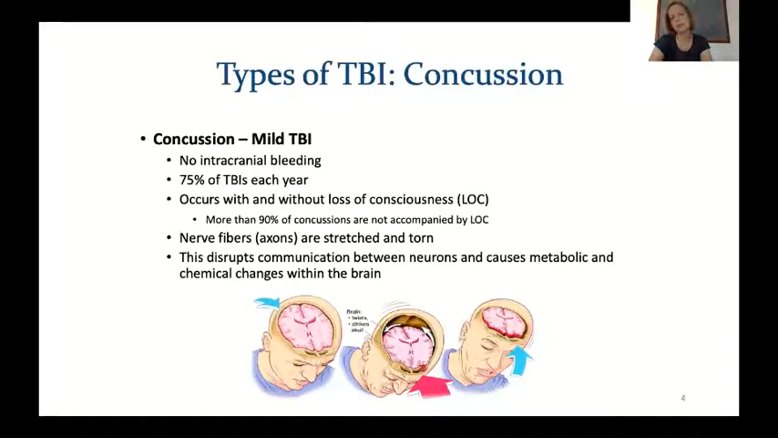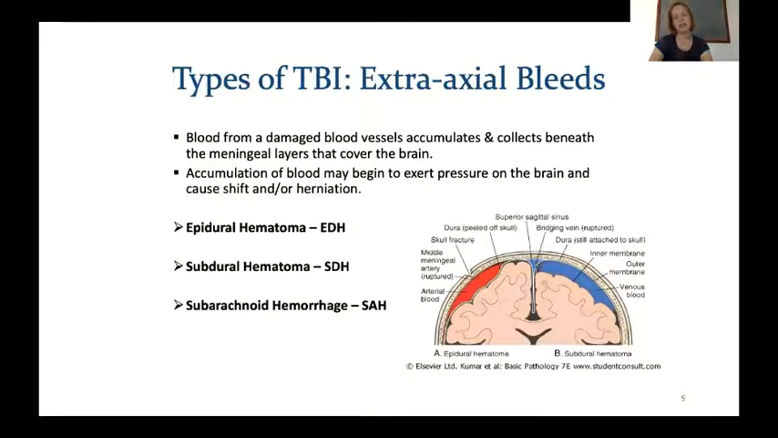A type of traumatic brain injury is a concussion. Concussions do not show up on head CTs or on MRIs. 75% of all the TBIs a year worldwide are usually concussions. They're considered mild traumatic brain injuries. So that's one that's often missed.